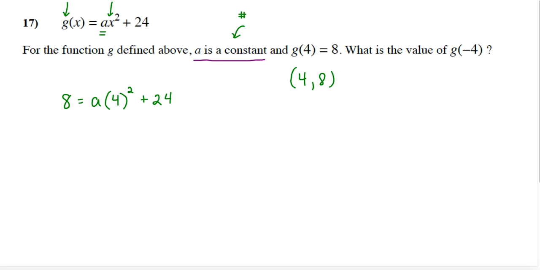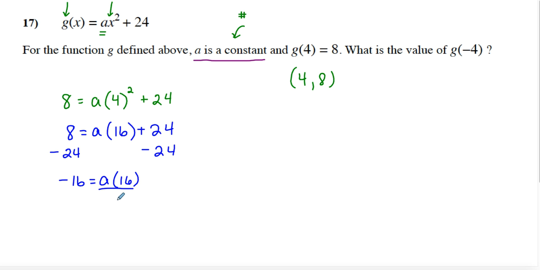Like so. We can substitute in the x and the y, because remember g of x is another name for the y, the output, and then solve for a. So that gives me 16a plus 24. Subtract 24 from both sides, and I get -16 equals a times 16. And then to solve for a, I divide by 16, and I get a equals -1. So that tells me that the constant a is actually -1. So I'm going to write that as -x squared plus 24. Now I have a function with no additional constant.